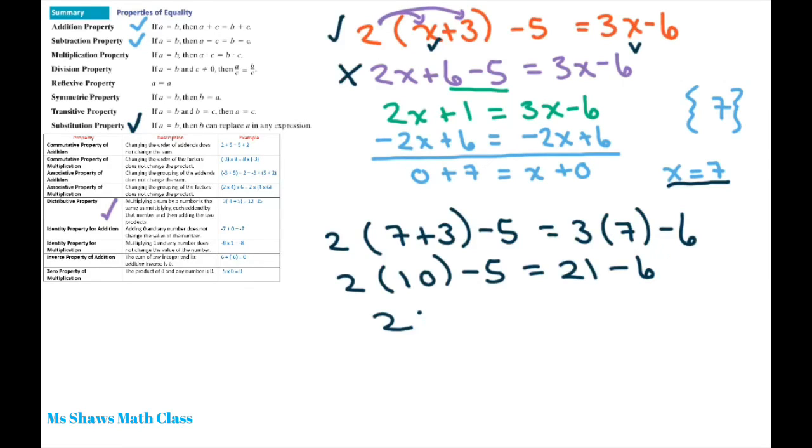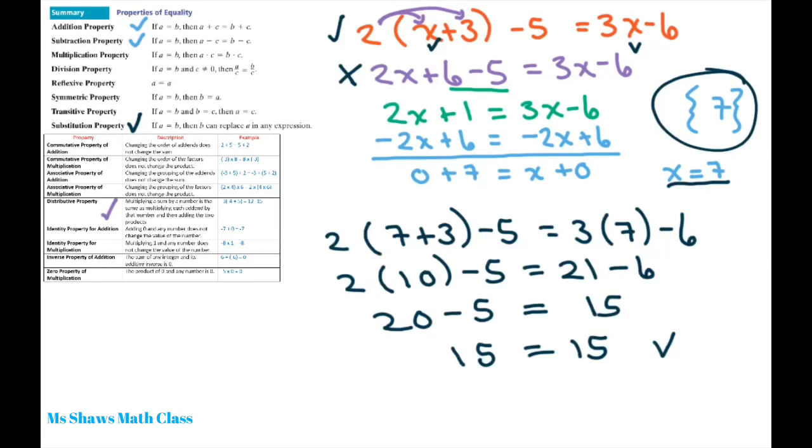Okay, so we have 20 minus 5 equals, and this is 15. So we have 15 equals 15. That checks. So 7 is our solution set.